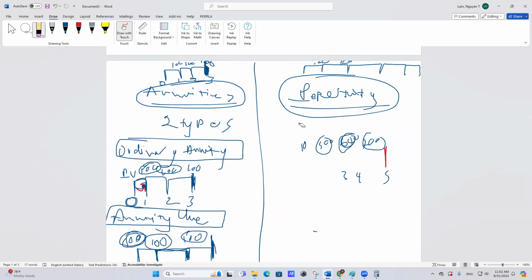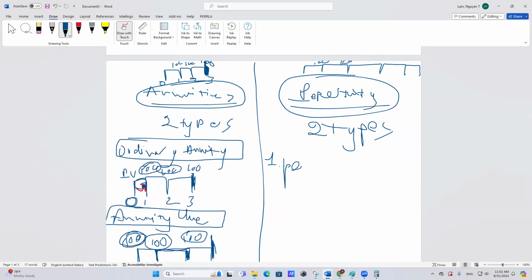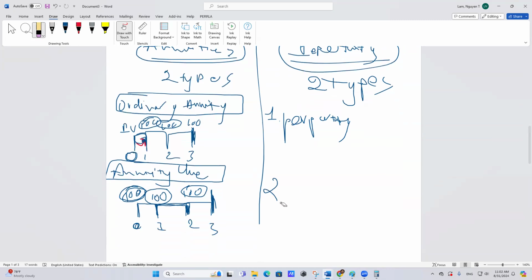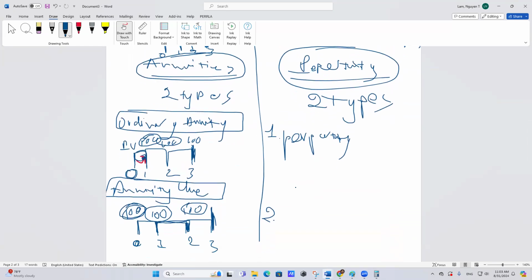Okay, back to perpetuity. There are two types of perpetuities. The first type is just called perpetuity, and the second is called, well, first I will explain the regular perpetuity for you guys. So it's going to go on forever, you know that.